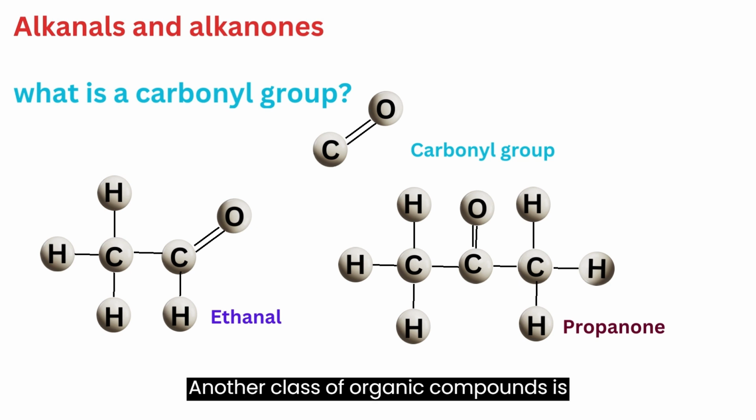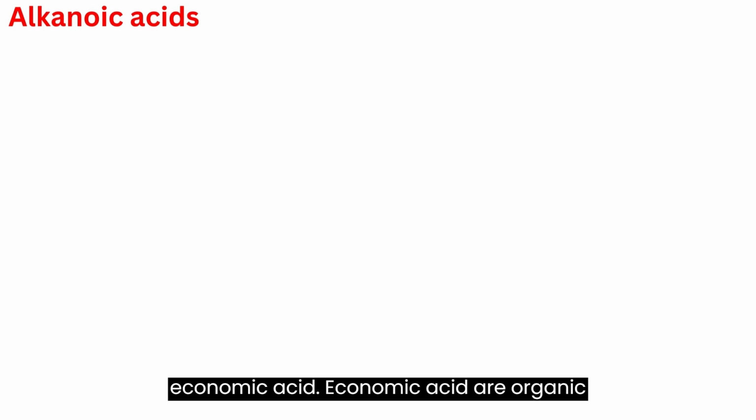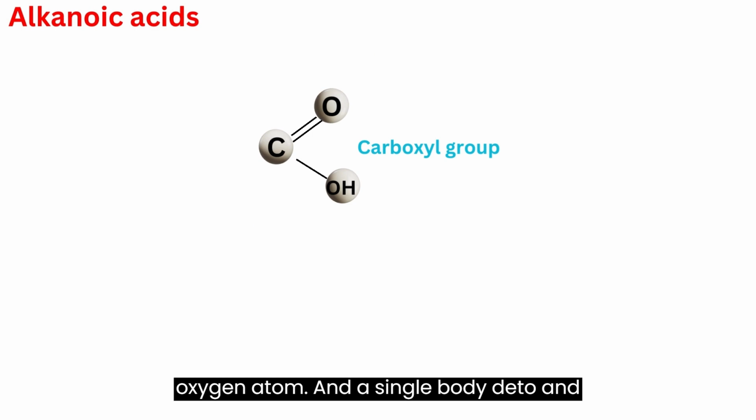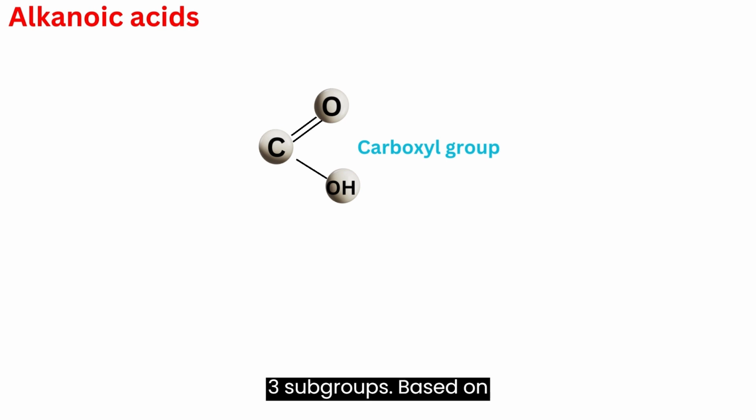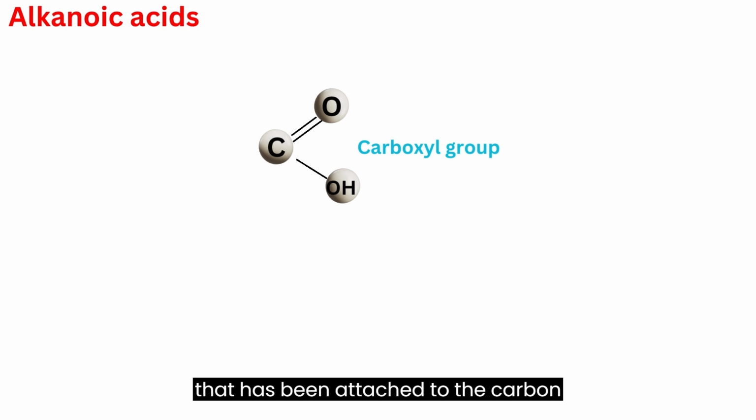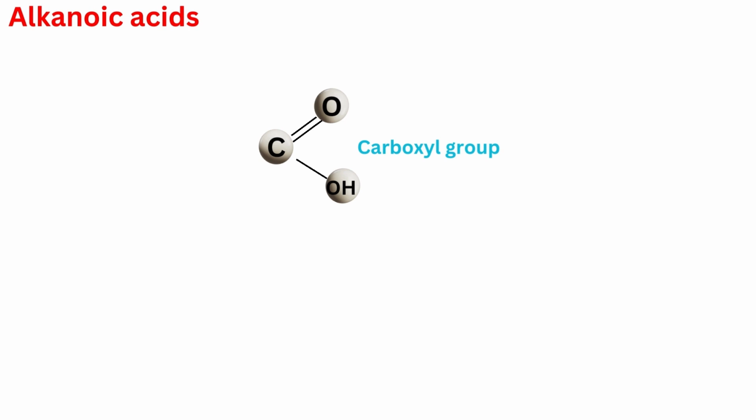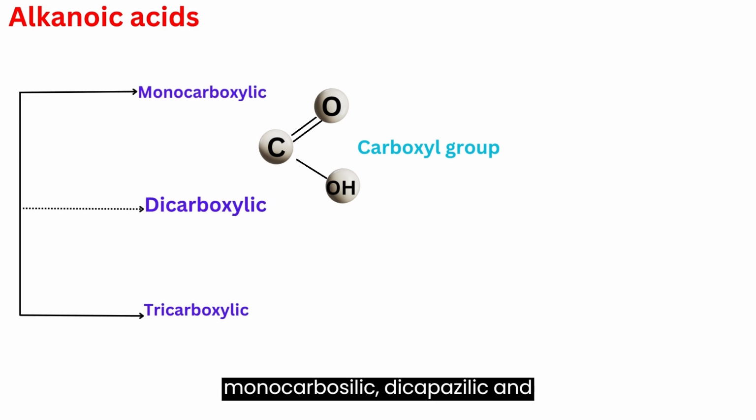Another class of organic compounds is alkanoic acid. Alkanoic acids are organic compounds that contain a carboxyl group, which is a carbon atom that is doubly bonded to an oxygen atom and singly bonded to a hydroxyl group. They are also called carboxylic acids. They can be divided into subgroups based on the number of carboxylic acid groups that have been attached to the carbon chain. We have monocarboxylic, dicarboxylic, and so on and so forth. Some examples of alkanoic acids are ethanoic acid, propanoic acid, ethanedioic acid, citric acid, and so on and so forth.